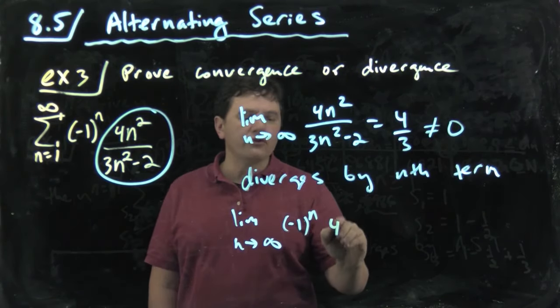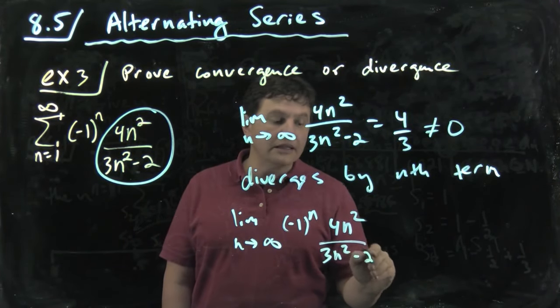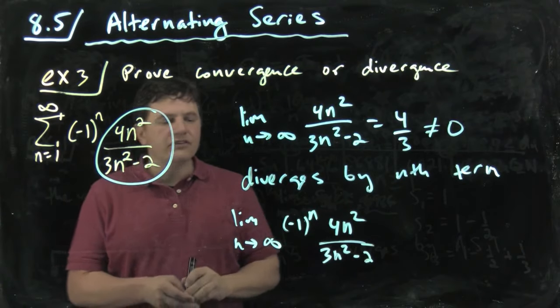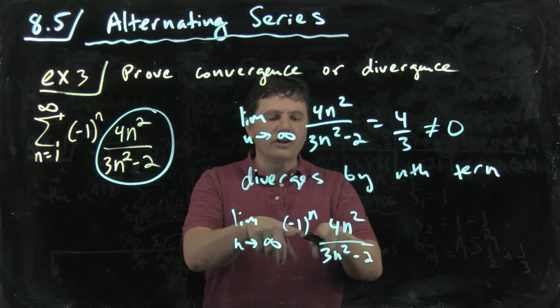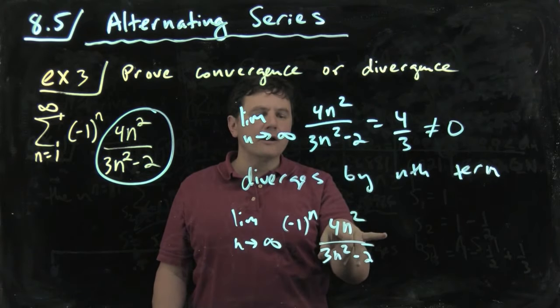So what if I left the alternator in? How is this going to impact this limit? What will happen, if you think about it, is that it's going to alternate, skipping back and forth as we get higher and higher.